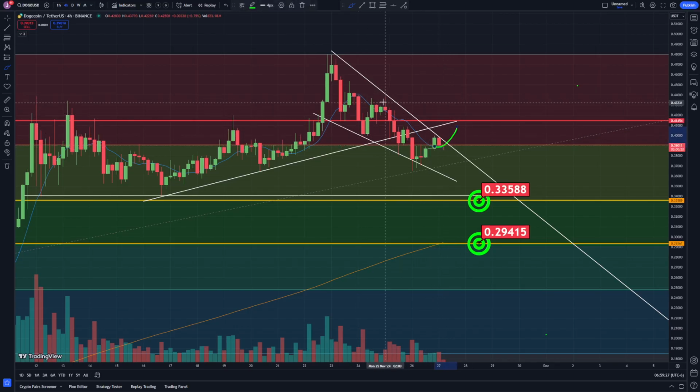If it breaks to the upside, the next spots that I'll be looking at are the previous resistances, maybe something like that, maybe even something like that.